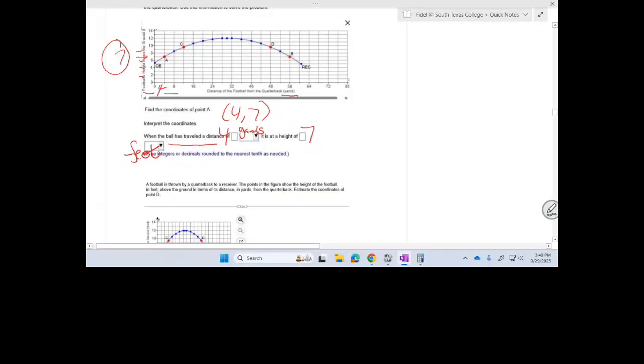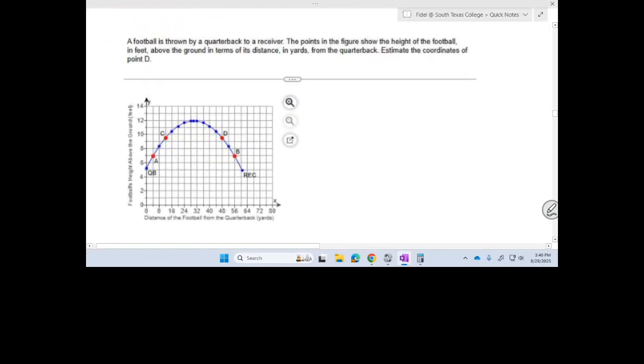Now let's look at the next problem. Okay, let's see. So similar type question here, y'all. A football is thrown by a quarterback to a receiver. The points in the figure show the height of the football, again in feet, above the ground, in terms of distance, yards from the quarterback. Estimate the coordinates of point D. Okay, so look, y'all, boom, that is point D right there. Let's go down, Charlie Brown.